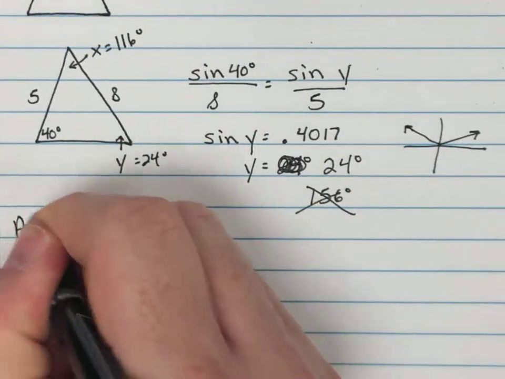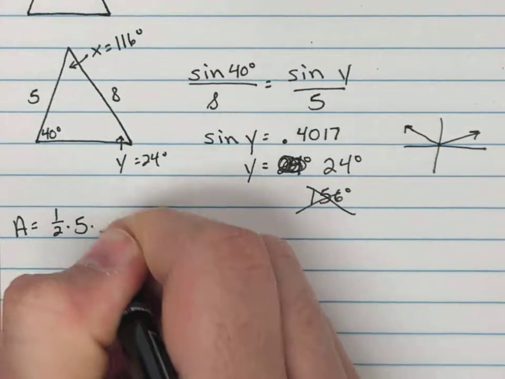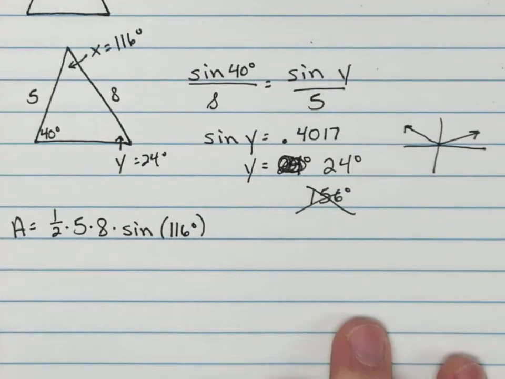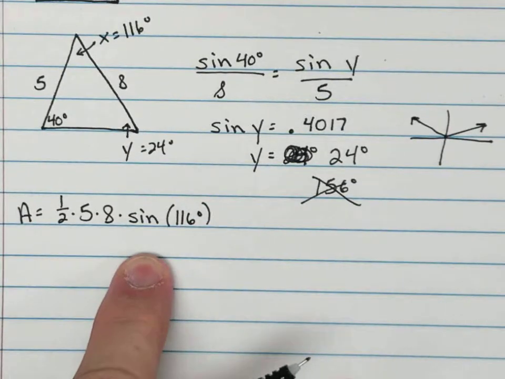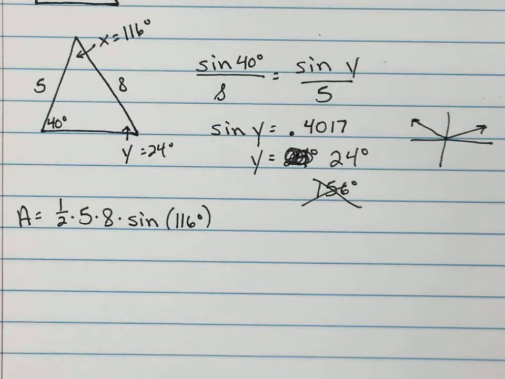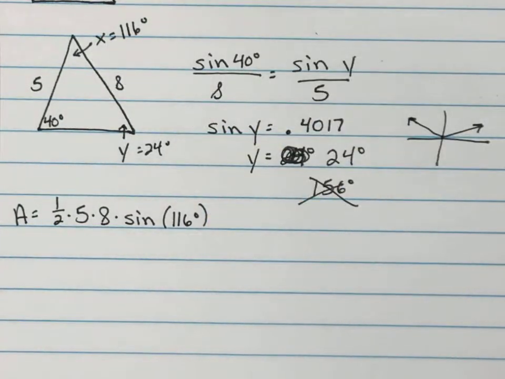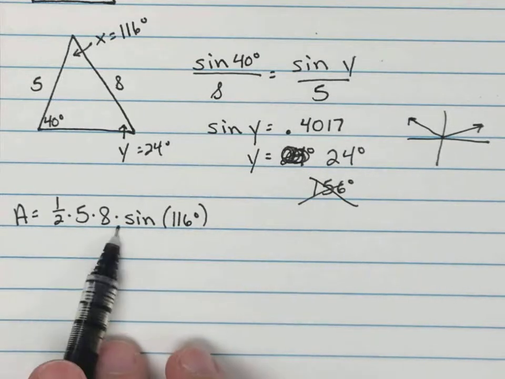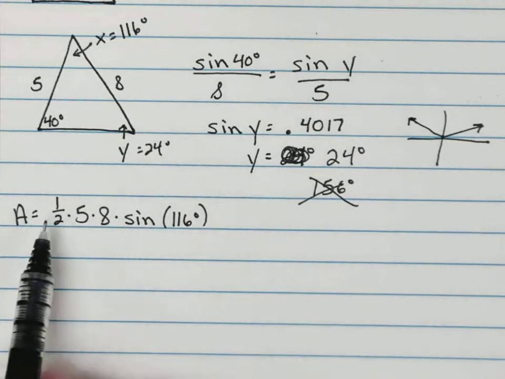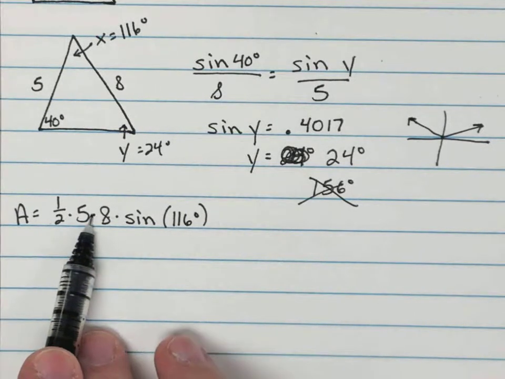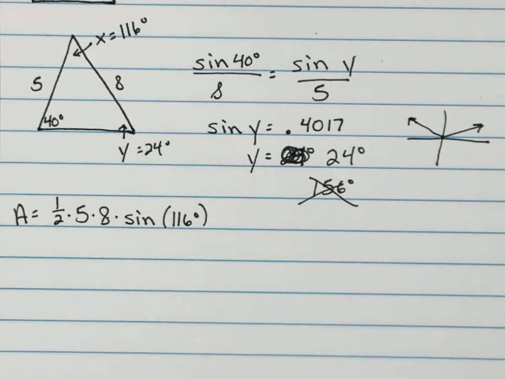Now we can do area is equal to 1/2 times leg times the sine of the angle in between. So this formula is used anytime that you're looking for the area and you're given two leg lengths and the angle between the two. I'm not going to plug this in, but you can do it. Me personally, I just like cleaning it up. I'll go ahead and do 1/2 of 8 is 4. 4 times 5 is 20, and I'll just type in 20 times the sine of 116, and then that'll give you the area for this triangle.